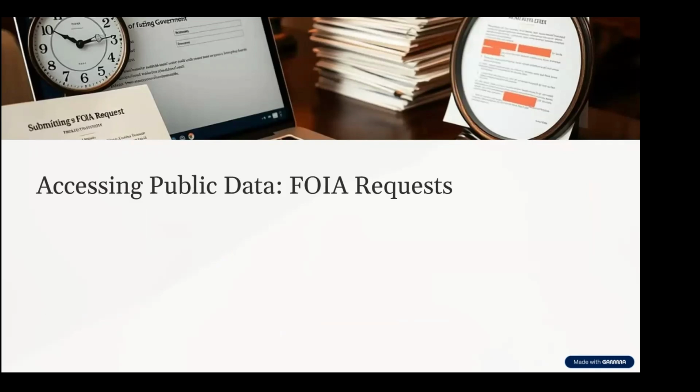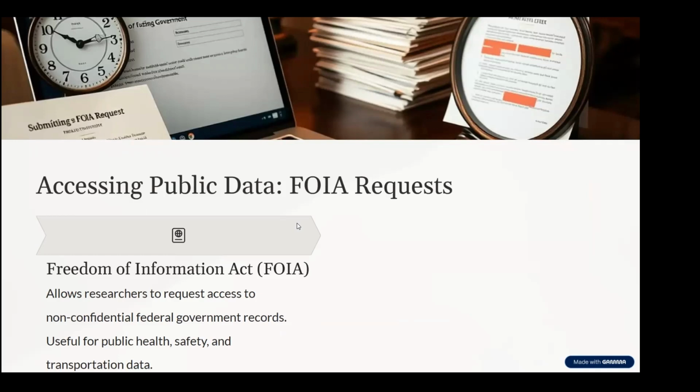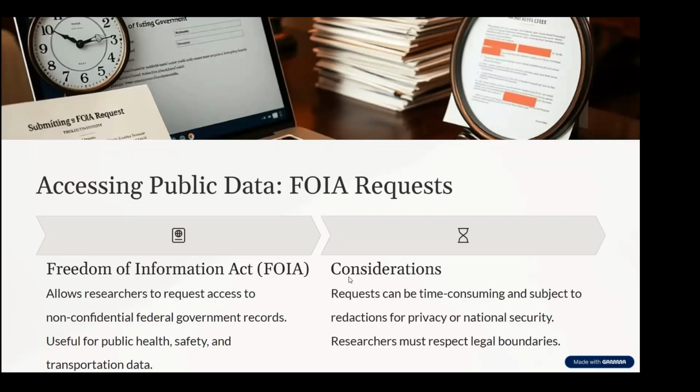So sometimes public data isn't readily available, but you can request it through the Freedom of Information Act, or FOIA, in the United States. FOIA allows researchers and the public to request access to federal government records that aren't confidential. Researchers can use FOIA to obtain data on topics like public health and safety, transportation systems, and organizational performance. However, keep in mind that FOIA requests can take time to process and may be subject to redactions for privacy and security reasons. Researchers must also respect legal boundaries, including privacy and national security restrictions on data disclosure.